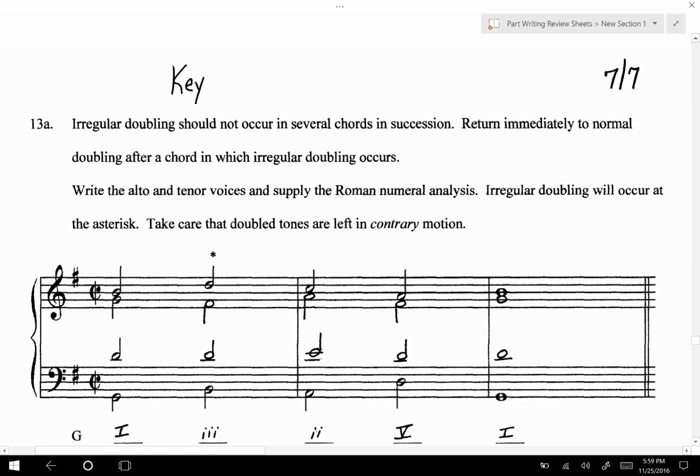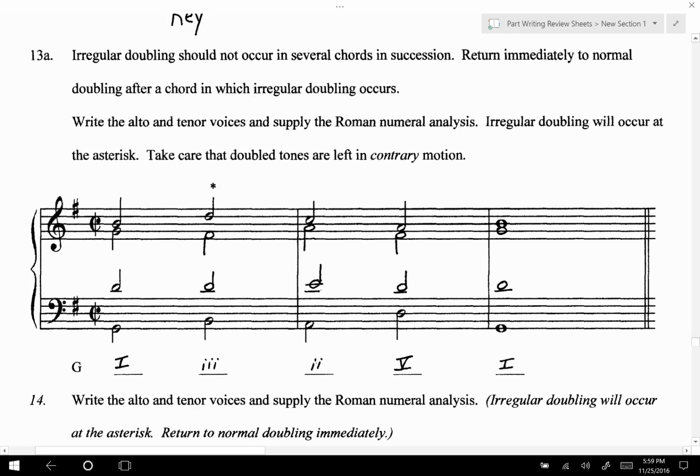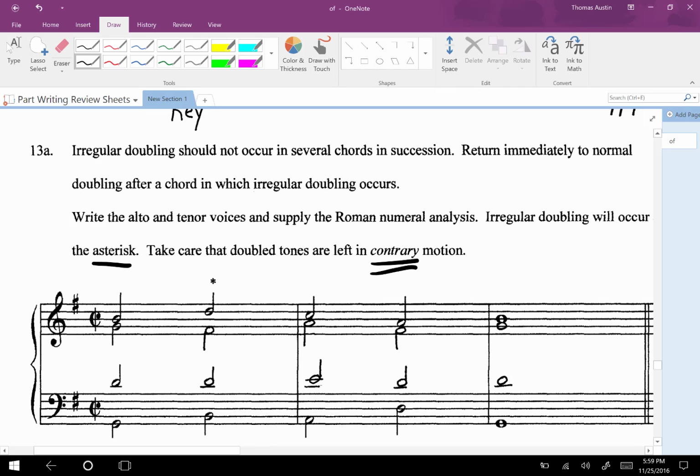Let's move on to page 7, 13A. Irregular doubling should not occur in several chords in succession. Return immediately to normal doubling after a chord in which irregular doubling occurs. Write the alto and tenor voices and supply the Roman numeral analysis. Irregular doubling will occur at the asterisks. Take care that doubled tones are left in contrary motion. Very important. Okay, so let's take a look at this.